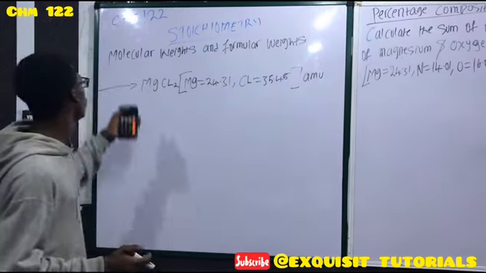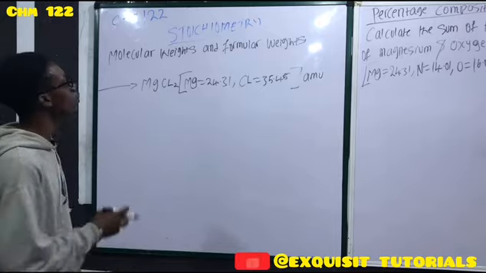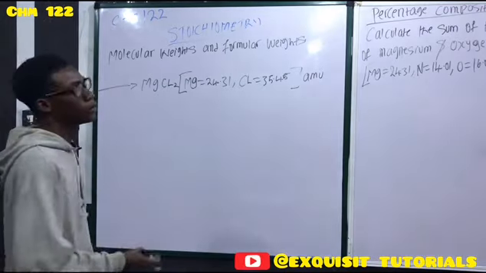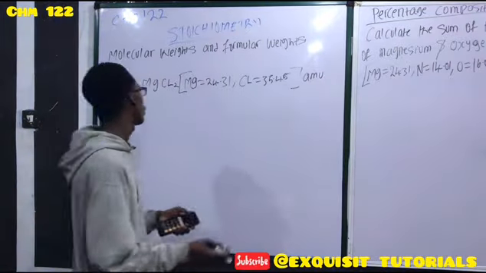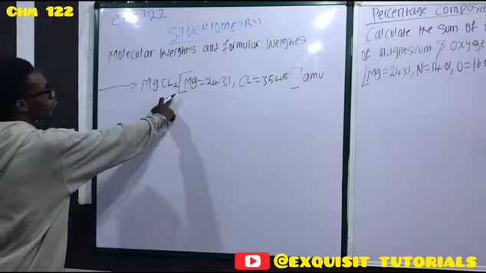Alright, so on the board we have molecular weight and formula weight, and I'm going to be showing you how to find the molecular weight of a compound. Alright, we have magnesium chloride here.